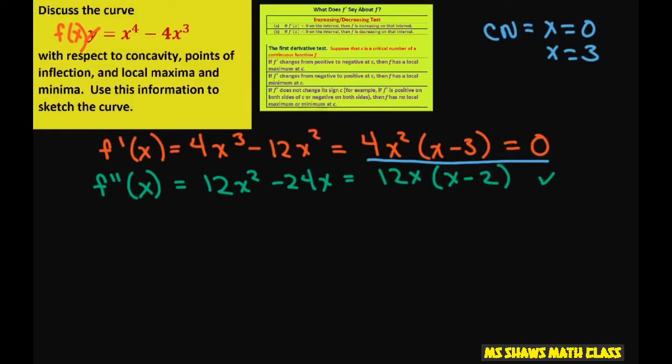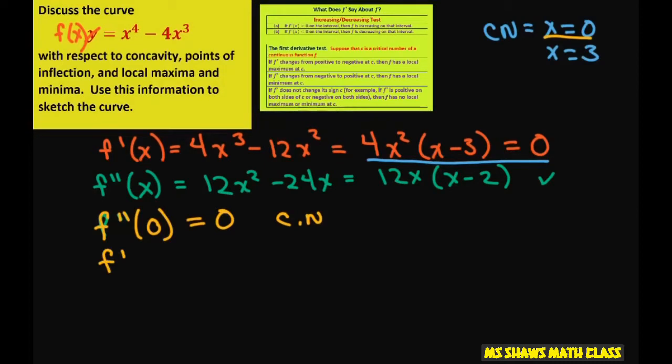So when you plug in 0, f double prime of 0 gives you 0. Well, that doesn't tell you anything. This one is not enough information, so we don't know what's going on here. It gives us no information about the critical number.